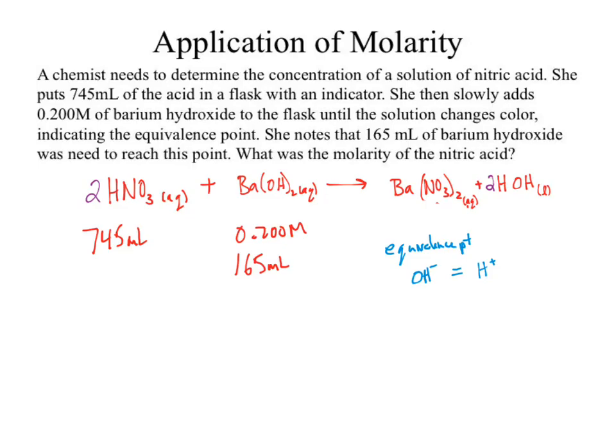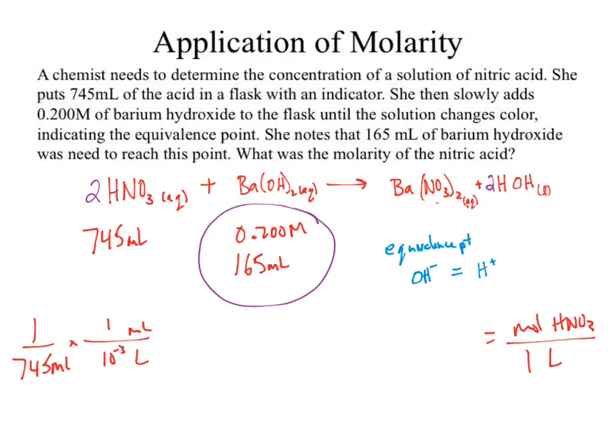Now that we've got a general idea of what's happening, what we're trying to solve for, the moles of our nitric acid over the liters of our nitric acid, are we given either of those values? Sort of. We're given 745 milliliters, which we can convert to liters. Are we given the moles of nitric acid? No, but we are given the ability to convert it by looking at our barium hydroxide. We'll pick up there, because sorry, I've talked a little too long. On Thursday, I'll finish out the rest of that calculation, and then we'll move on.